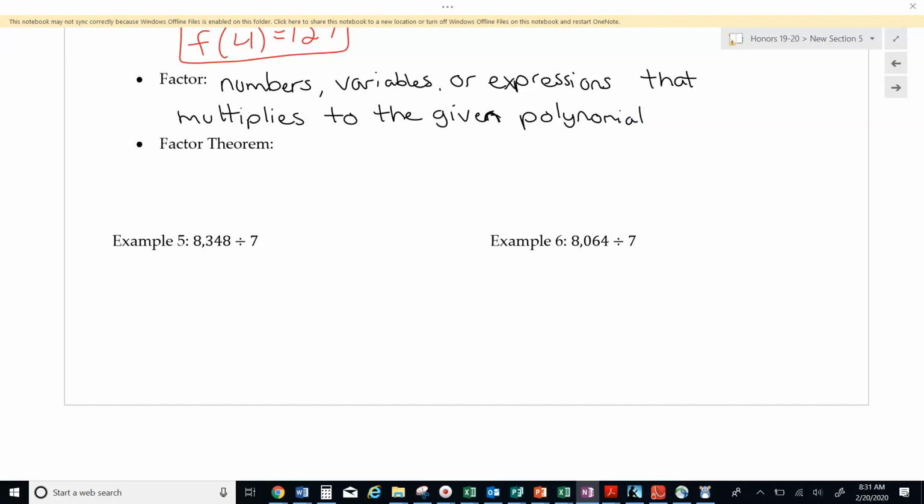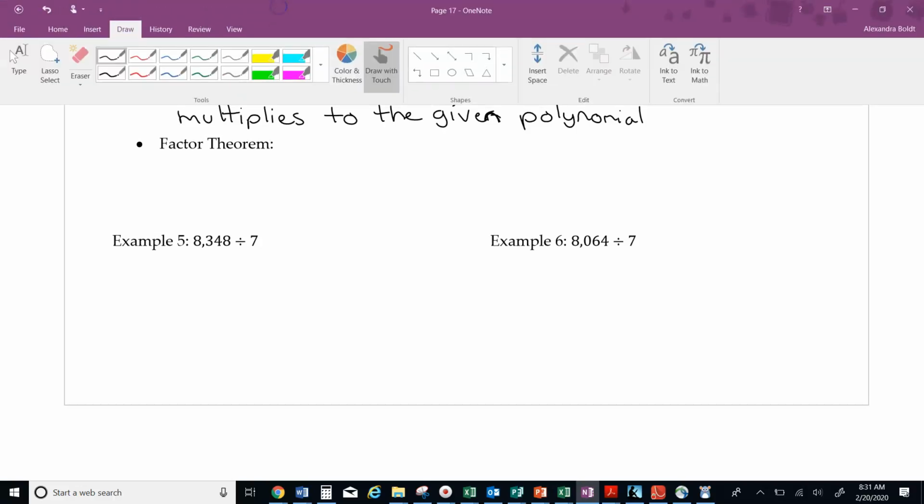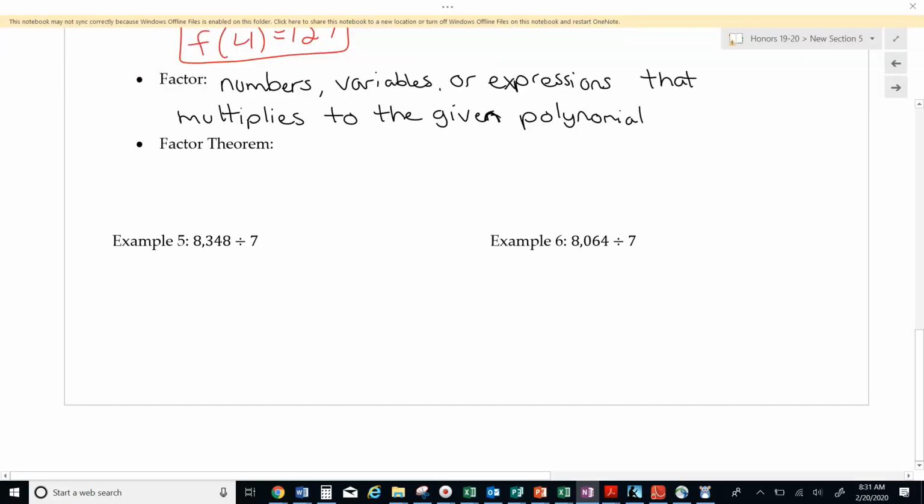Okay. So for example, just a quick example, 2 times 3 equals 6. So both of those are factors of 6. All right.